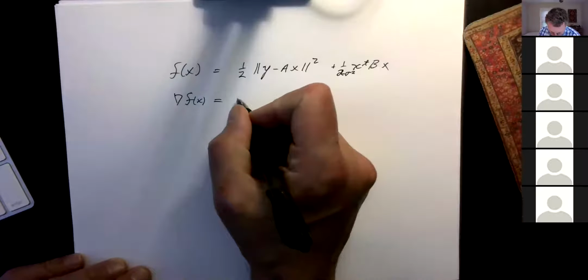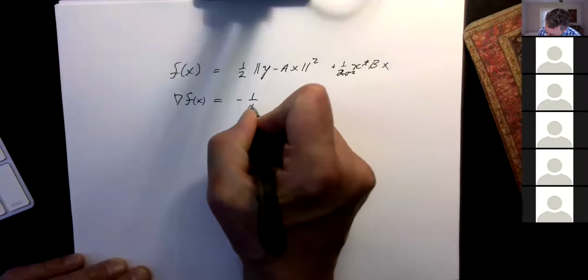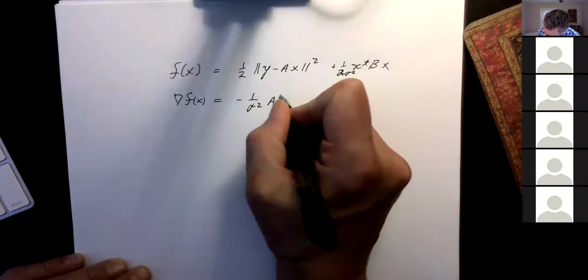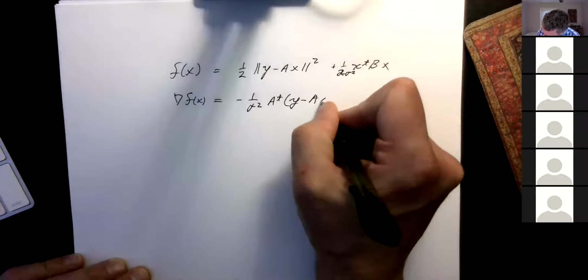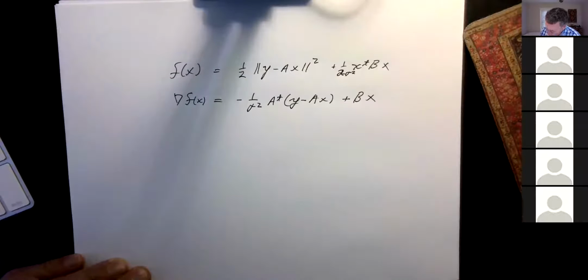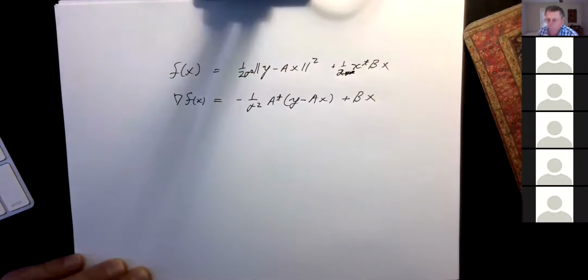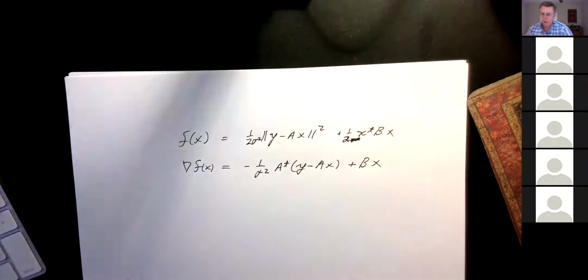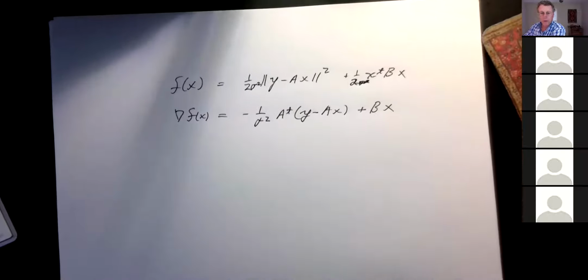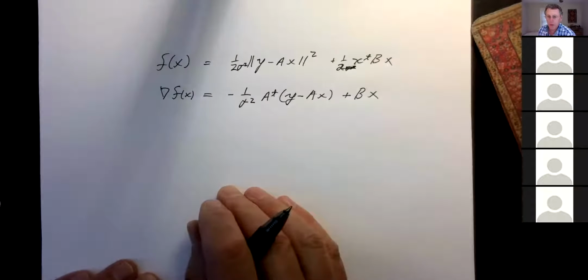So then if you compute the gradient here, you get the gradient is minus 1 over sigma squared A transpose (y minus Ax) plus Bx. Okay, is that right? Oh, the sigma's in the wrong place. This is sigma squared here. Okay. All right. How come I'm getting some odd shadows? Let's see if I can do a little better. Okay. All right. Any questions about that?